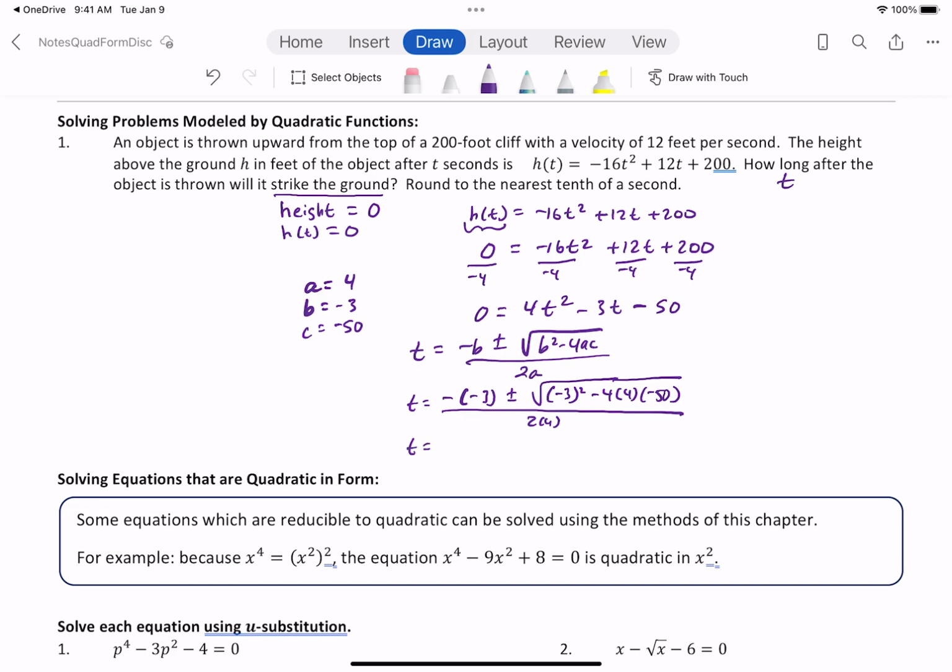So negative times -3 leaves me with a +3. Underneath, -3 squared is going to be 9. -4 times 4 times -50 is 800. Over 2 times 4 is 8. So if I collect those terms, 9 plus 800 is 809 over 8. And I'm just going to split my two cases from here.